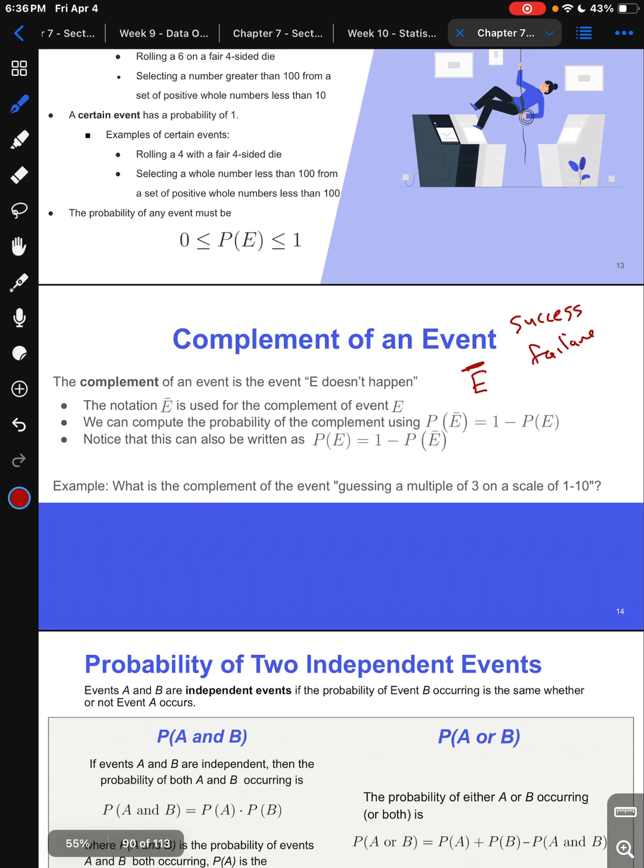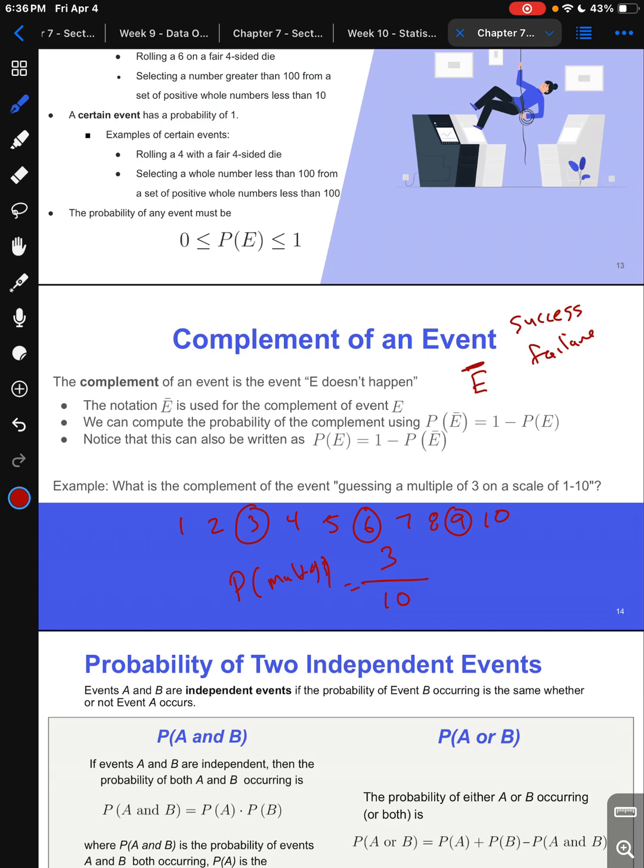What is the complement of the event of guessing a multiple of 3 on a scale from 1 to 10? From 1 to 10, there are 1, 2, 3, 4, 5, 6, 7, 8, 9, 10. So there are 10 numbers, so the bottom will be 10. The multiples of 3 would be 3, 6, and 9. So the probability of a multiple of 3 would be 3 out of 10.